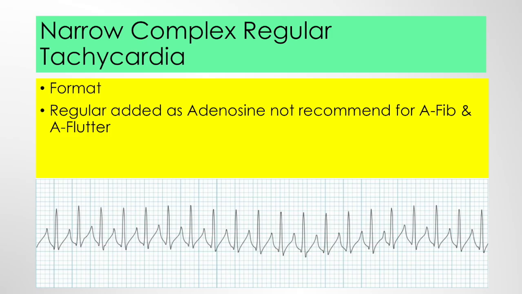Narrow complex regular tachycardia. Aside from the format change, you've got regular added there. It was just narrow complex tachycardia. Put regular as far as rate goes, because when you have the irregular rates, adenosine tends to not work and really isn't recommended for AFib and aflutter.